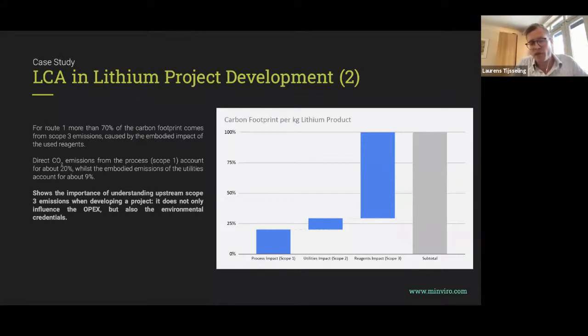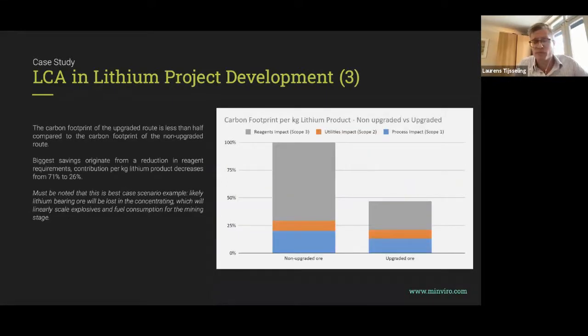And I already mentioned that in this case, we haven't included the impact associated with, for example, the fuel used in the mining stages or the explosives that are used. So realistically, most likely the impact of the upgraded ore won't be less than half what it would be of the non-upgraded ore, because we'll lose some material in our concentration process, which means that we'll need to linearly increase the amount of fuel required to haul ore and to loosen it, for example, with explosives.